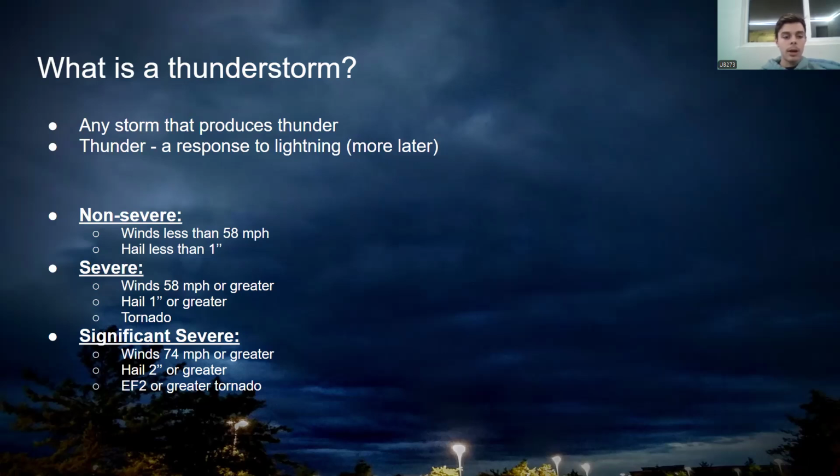Significant severe has winds of 74 miles per hour or greater, hail of 2 inches or greater if hail is present, and if a tornado is present, it could be EF2 or greater.